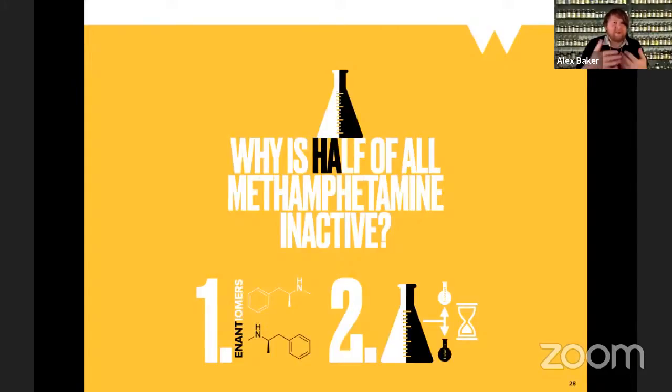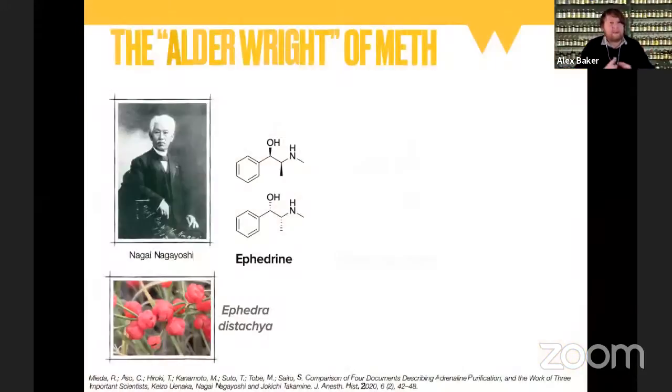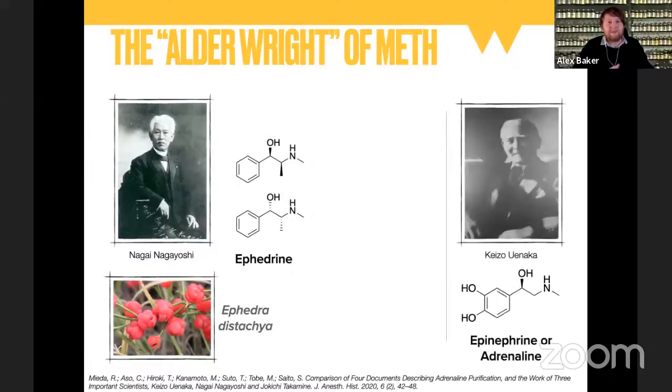And this brings us to another giant, an unfortunate giant of drug chemistry, a Japanese scientist called Nagai Nagayoshi. Now, in the 19th century, Nagai Nagayoshi, who interestingly is actually only a month older than Alder Wright, the person who synthesized heroin, was studying ephedrine, a chemical found in this plant here, Ephedra distachya, a common weed that's used in Chinese medicine as an anti-asthmatic. Now, perhaps more interesting and what Nagai would like to be remembered for is that ephedrine is actually very chemically similar to epinephrine, or as we call it in the UK, adrenaline.